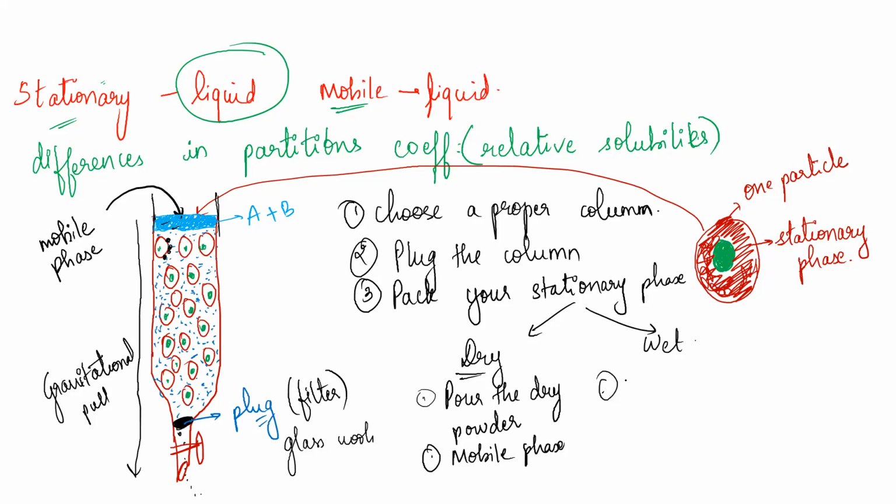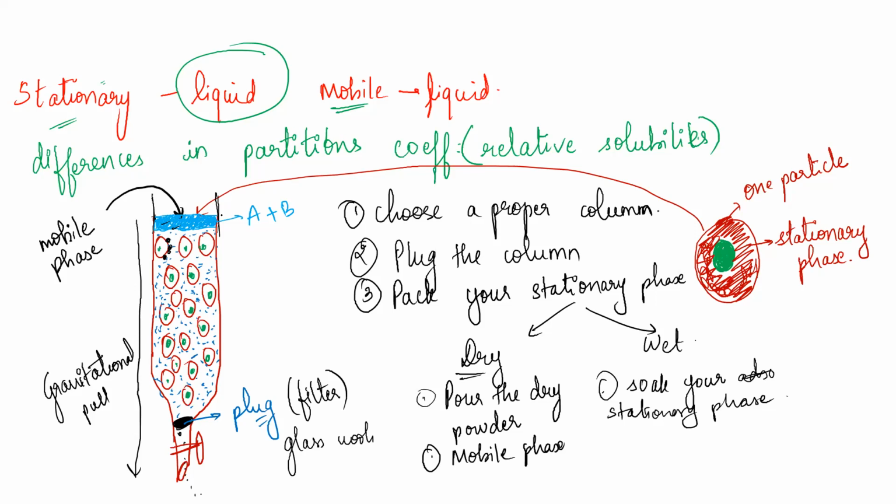And what is wet packing? You first soak your stationary phase in the solvent and then pack it. Okay, so you have a cotton plug, you have the stationary phase therein now, which is coated, say, on a solid support, and then you pour your mobile phase, and then you load your sample on it. So when you load your sample, the column is now ready.